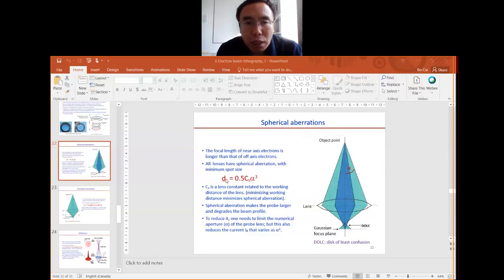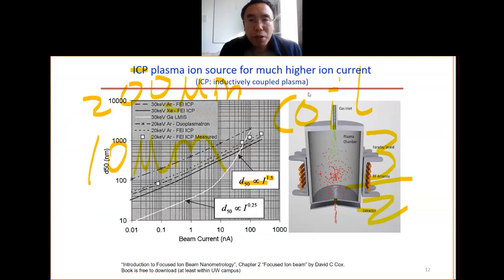So the spherical aberration is proportional to alpha cubed. The beam current IB is proportional to alpha squared, because the beam current depends on the aperture angle. You put the aperture on the left and on the right. The smaller the aperture, the smaller the alpha angle, and you get a smaller current. It's proportional to alpha squared. That's why you get this formula here.